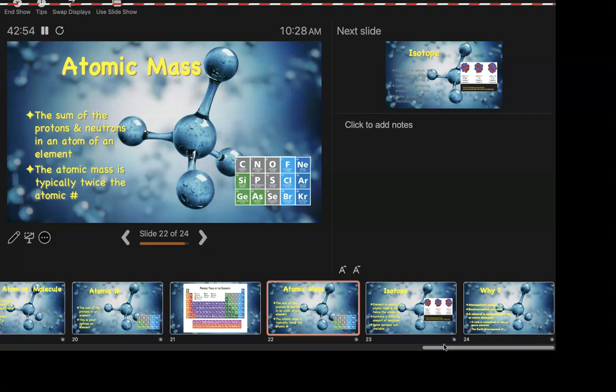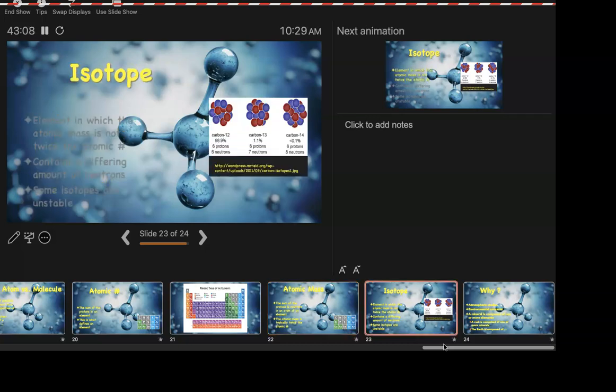Because every time you change the proton number, it's going to change the actual element. You can't mess with the protons. All right? If you change the protons, you change the element. It has to be neutrons. All right? It has to be neutrons. We've got a word for this. You actually know it. Isotope.